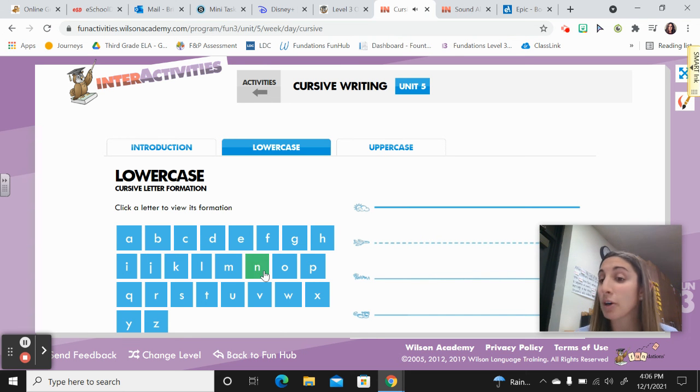Okay, so that was lowercase n, and now let's do m. M is a hump letter. It starts on the grass line. Point to the grass line. Glide up to the plane line and make a hump. Trace back up to the plane line, make a hump. Trace back up to the plane line, make another hump, and make a tail.